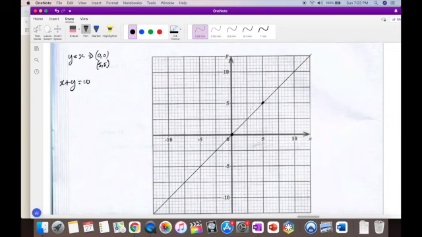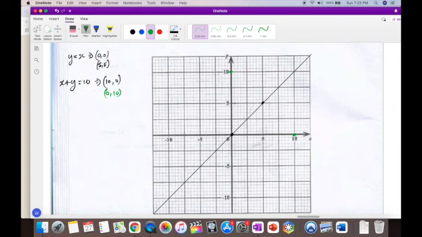Well, when y is 0, x will be 10. So we have the first point, x is 10, y is 0, right? And I'll put this in green here. And now when x is 0, y will be 10. So now I have this point there.